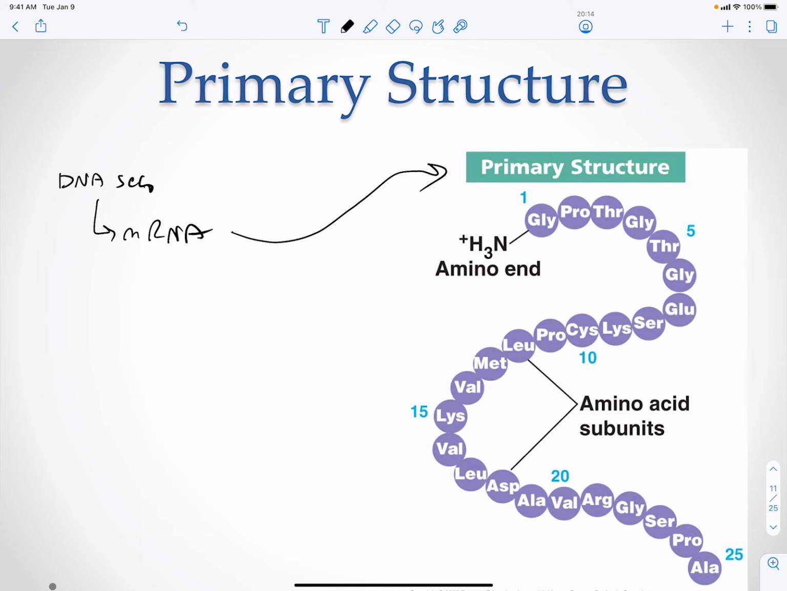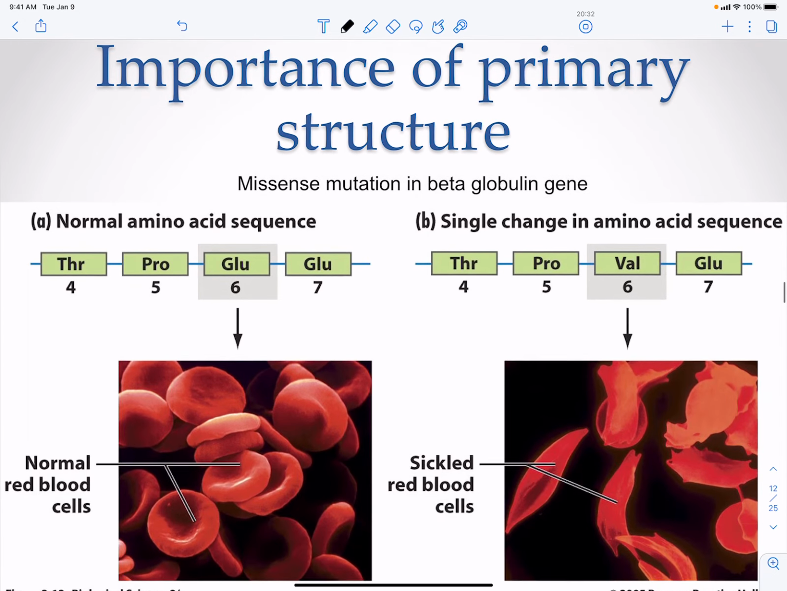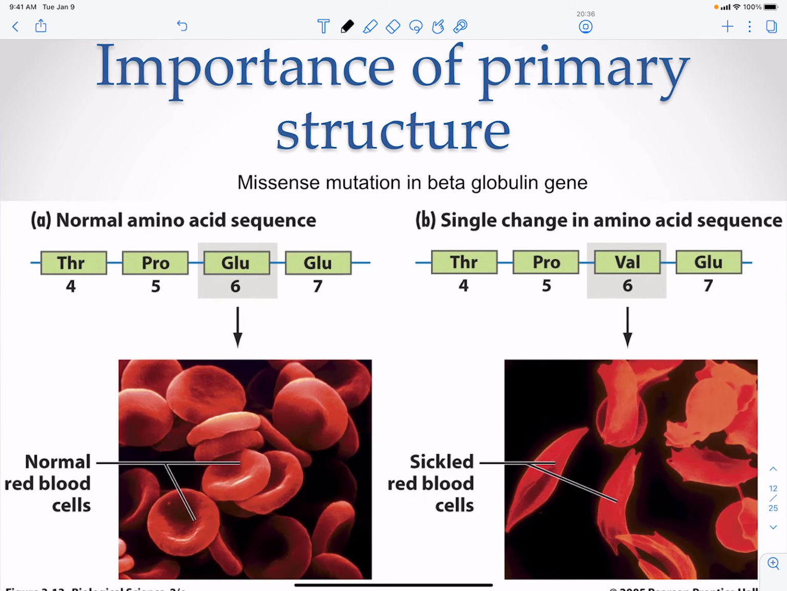And of course, for your proteins, you'll have one end we'll refer to as an amino end, and then you have the amino acid subunits in between, and these are going to be what make up the primary structure. Now, the importance of the primary structure is going to be described by sickle cell anemia.